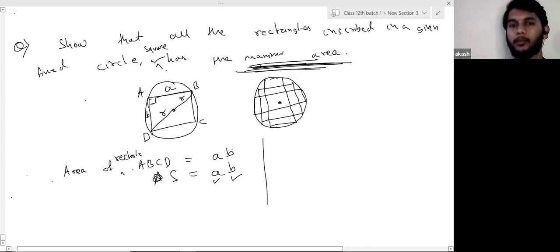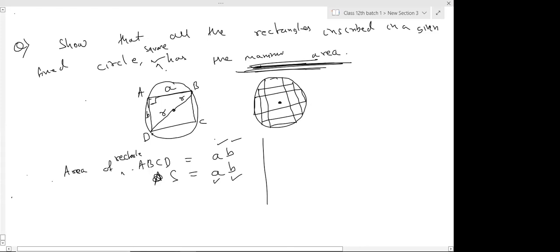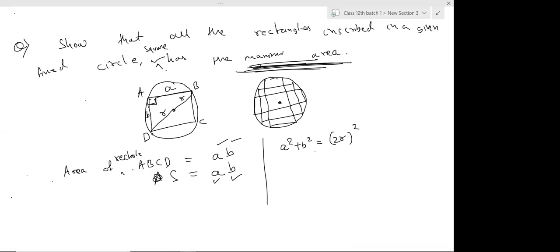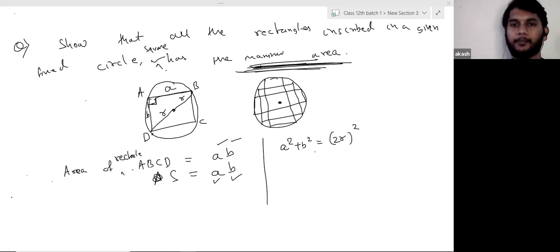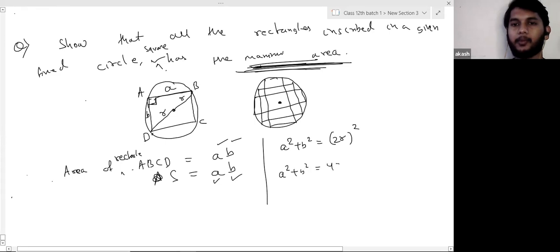So can anybody tell me how to change a from b, or b to a? Any equation you can think of? So Pythagoras theorem, absolutely right. So this is 90 degrees. So we can write a square plus b square equals 2r whole square. Right, everyone? Yes, sir. All right. So from here we can write a square plus b square equals 4r square.